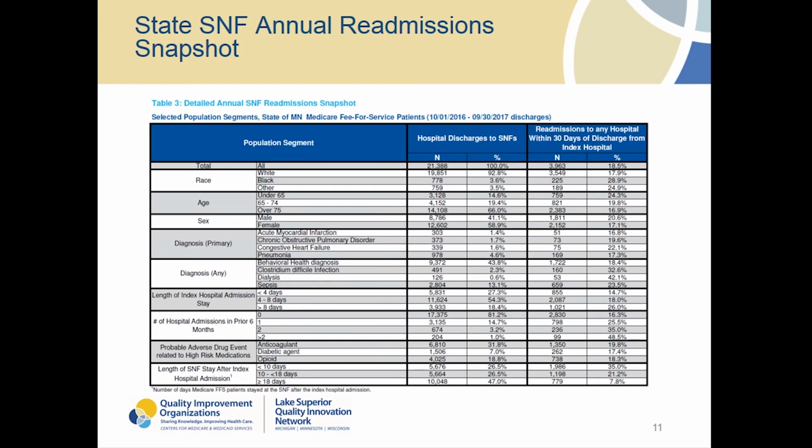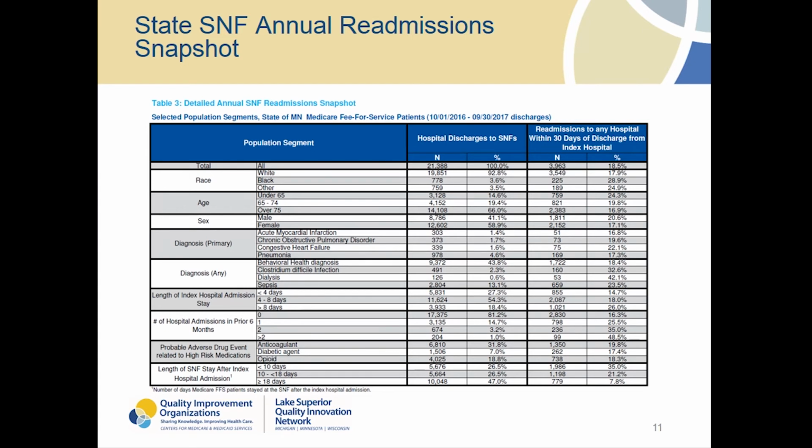This slide shows a snapshot of the various population segments for your state. The first column shows the main category of population segment, which we reviewed on the About the Data slide. The next column shows the different groups within that category. The third column is about discharges from the hospital to the nursing homes. The N in that third column is the total number of patients that fall within that group, and the percentage in the fourth column shows you what percentage of patients that was.